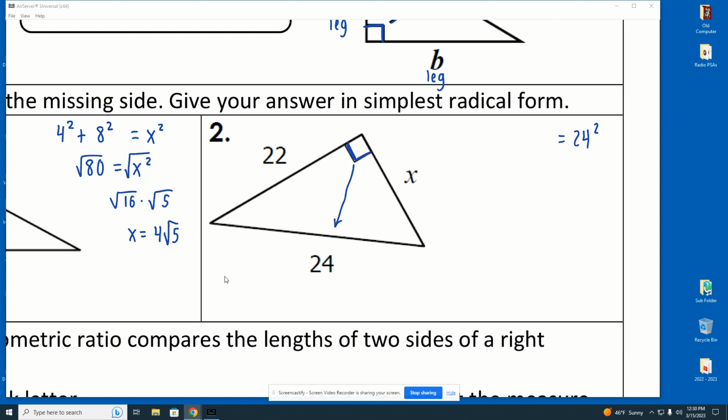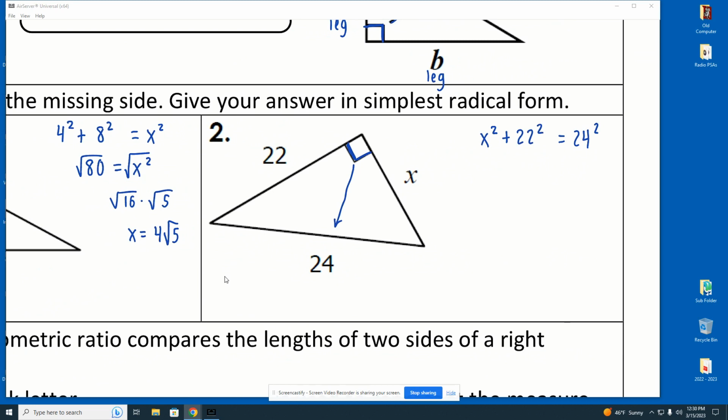24 squared. Once again, I'm trying to find one of my legs. They've named it X. So I'm going to put it in A or B's position. I generally put the missing one in A's position. No big deal. So I'm going to do X squared plus 22 squared equals 24 squared. Okay?